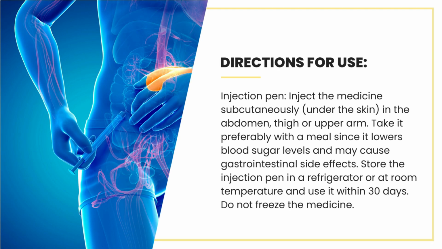Directions for use. Injection pen. Inject the medicine subcutaneously, under the skin, in the abdomen, thigh or upper arm. Take it preferably with a meal since it lowers blood sugar levels and may cause gastrointestinal side effects. Store the injection pen in a refrigerator or at room temperature and use it within 30 days. Do not freeze the medicine.